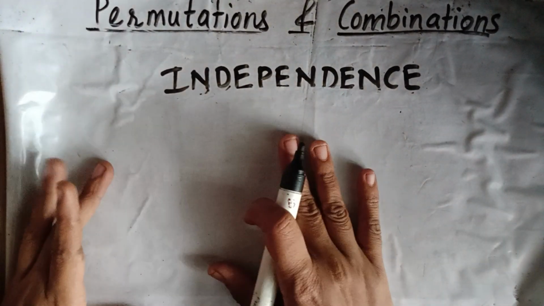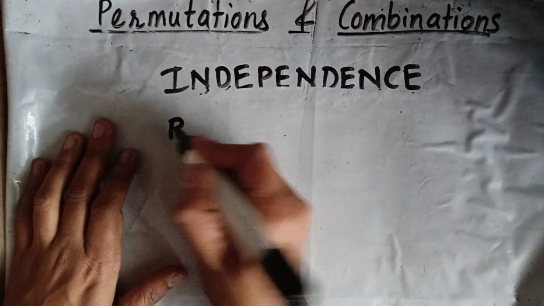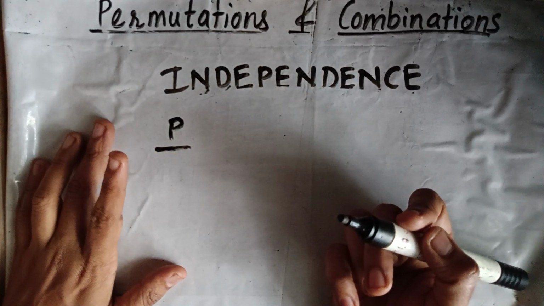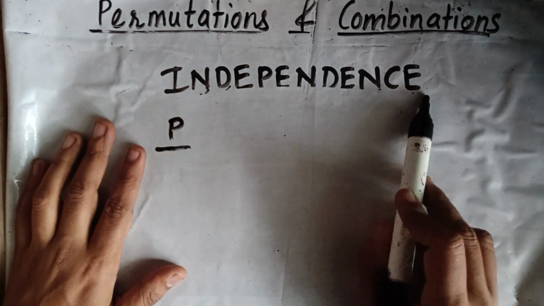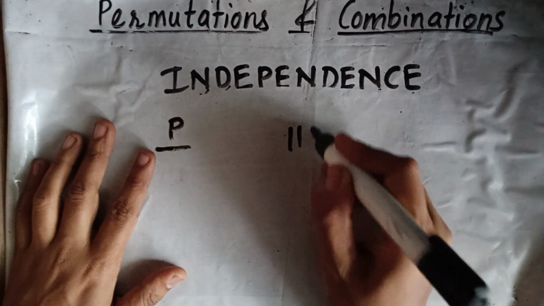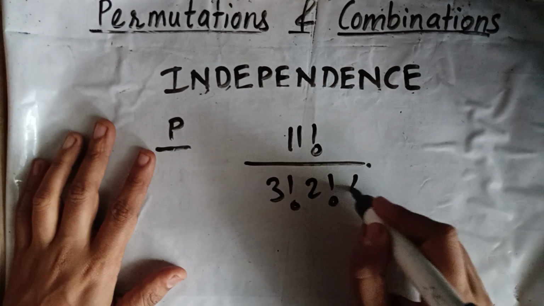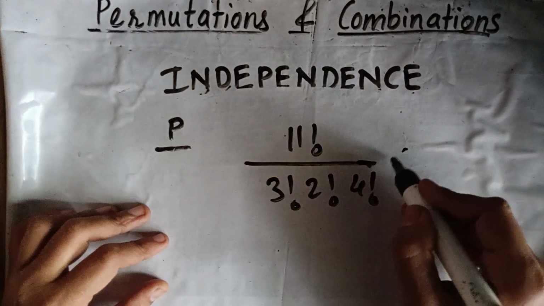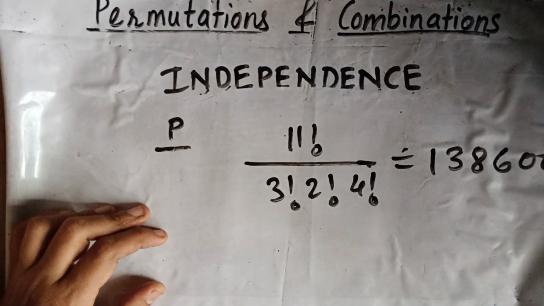Now the first one, does the word start with P? So we are fixing P in the first place. Now how many choices do we have? Total are 12. One is fixed, so 11. So 11 factorial upon the same thing, 3 factorial, 2 factorial, 4 factorial. So it comes to 138600.